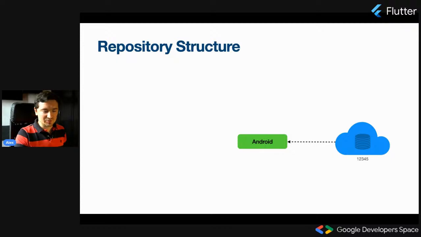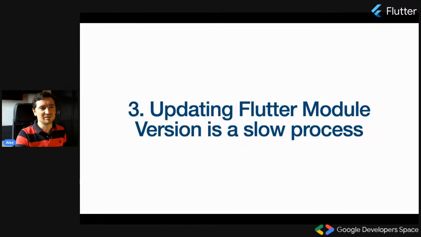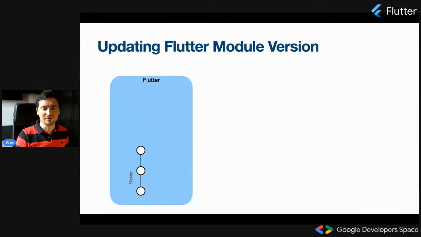So this actually creates another problem, because for every version you need to upload the new binary to the binary storage, and then you need to change the version inside the host application for both iOS and Android. So updating the Flutter module version is actually kind of a slow process. So let's go through how it looks.